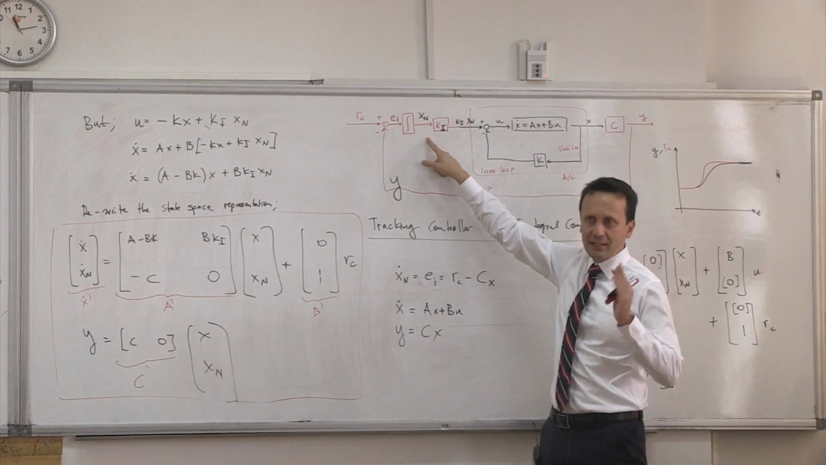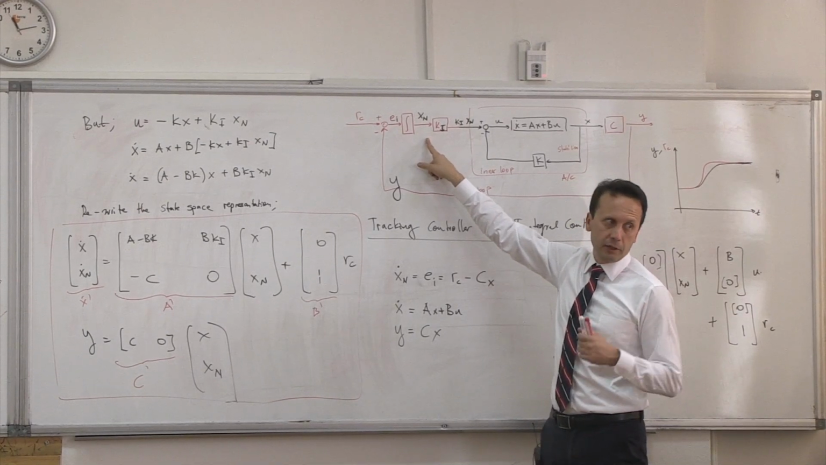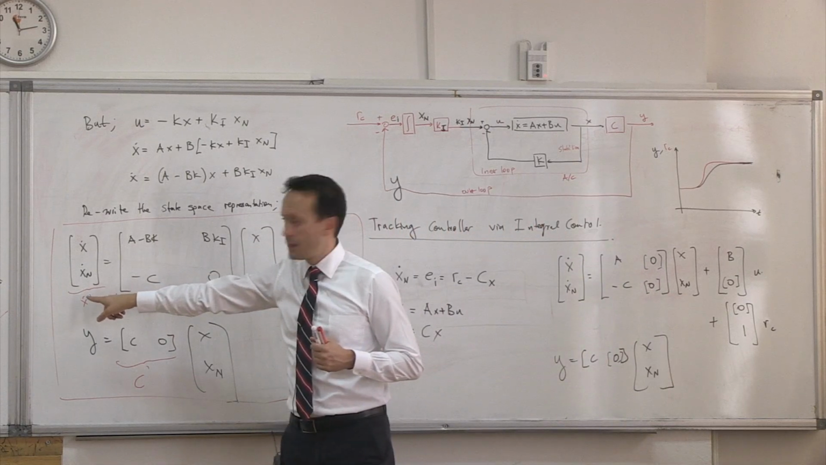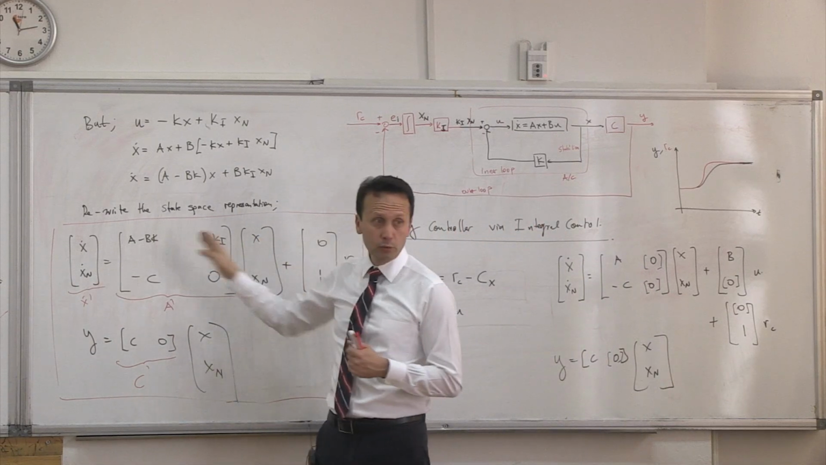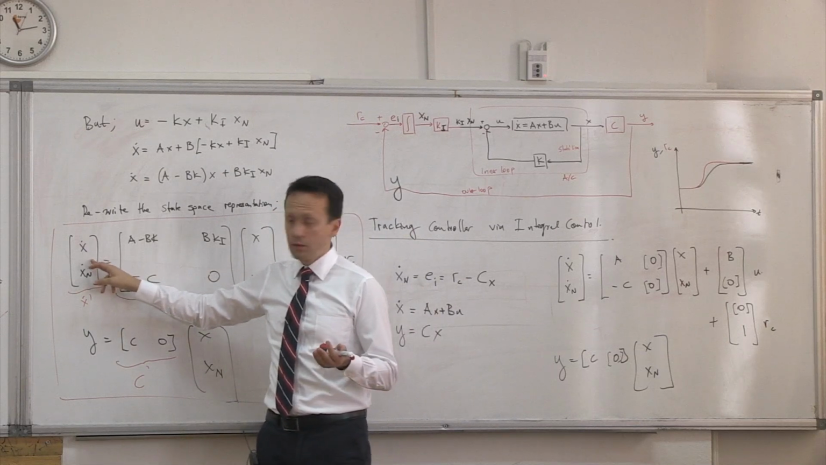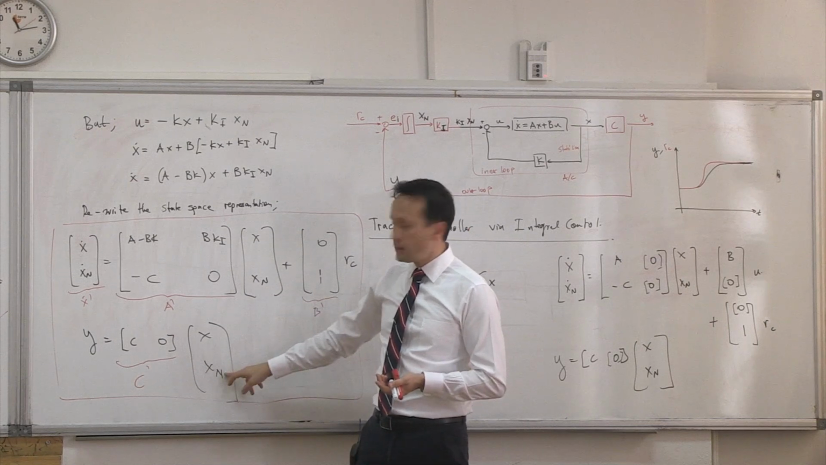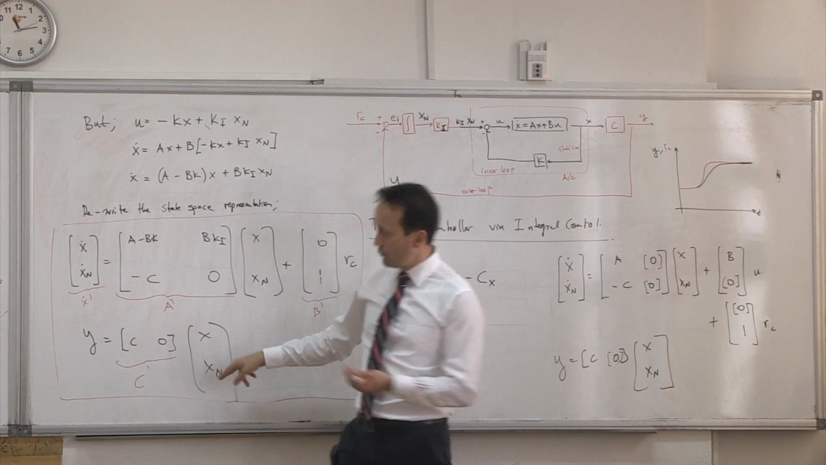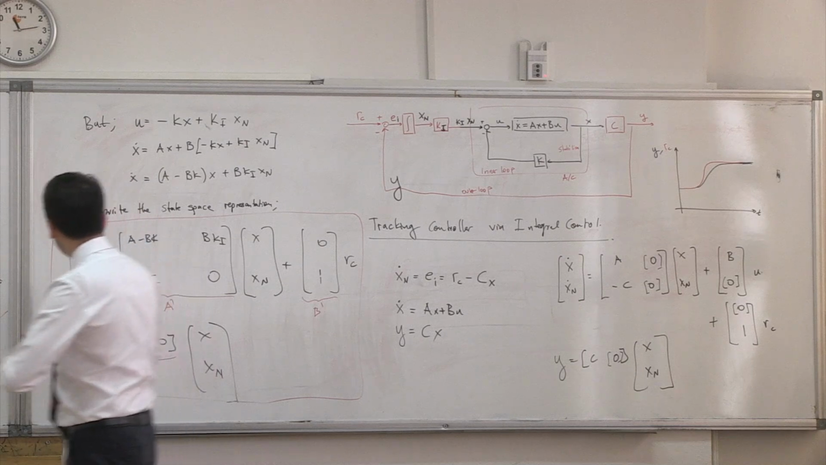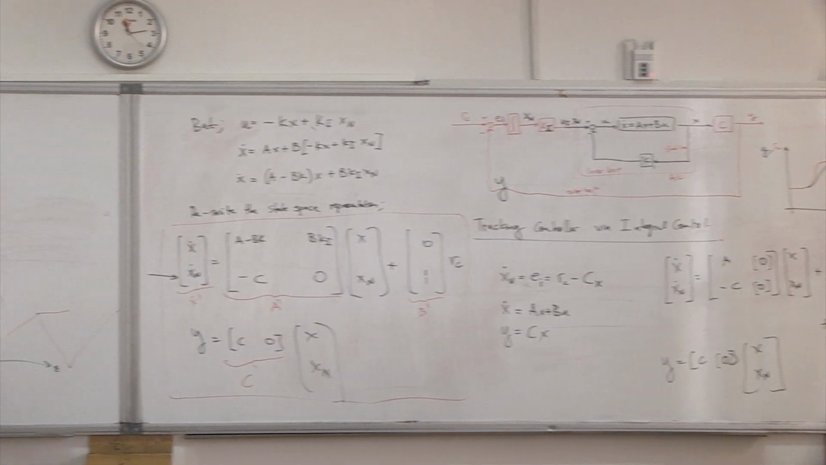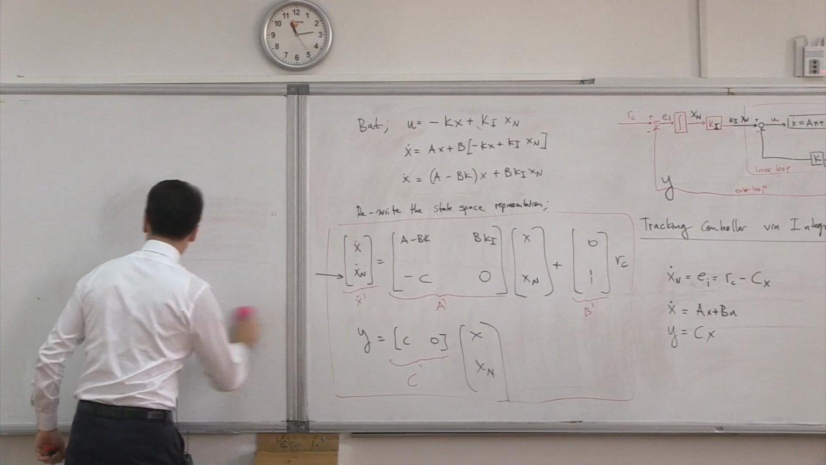Now the controller itself has another state, which I call Xn. And in fact, it is part of the state space representation. It is Xn dot, and therefore there's an Xn, right? And Xn is here as well. So we basically have a new state. And this is what we would call a controller state that appears in my state space representation.